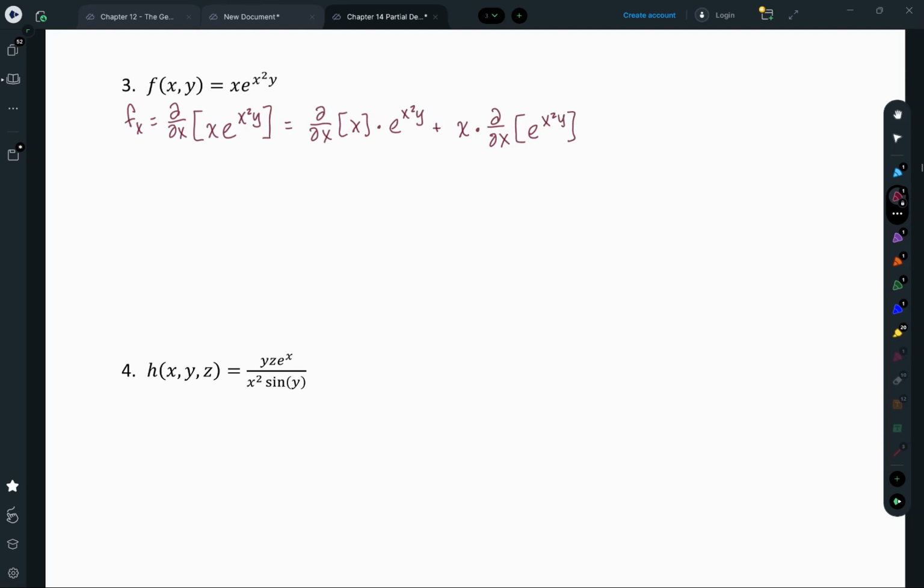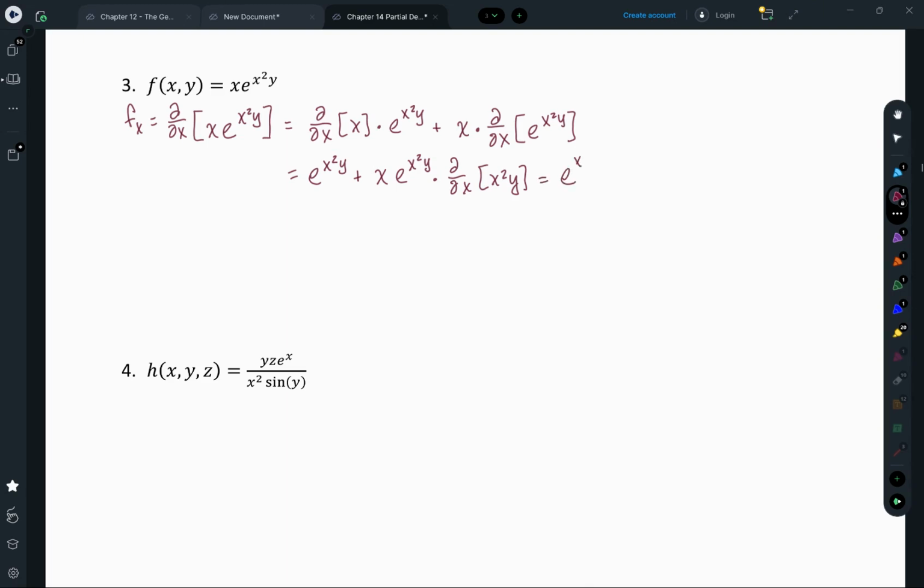Now I can go ahead and take my derivatives. When I take the derivative of x, I just get 1. So this is going to be e to the x squared y plus x. Now del x of e to the x squared y is e to the x squared y times del x of x squared y. And if I take the derivative of x squared y with respect to x, I'll get 2xy.